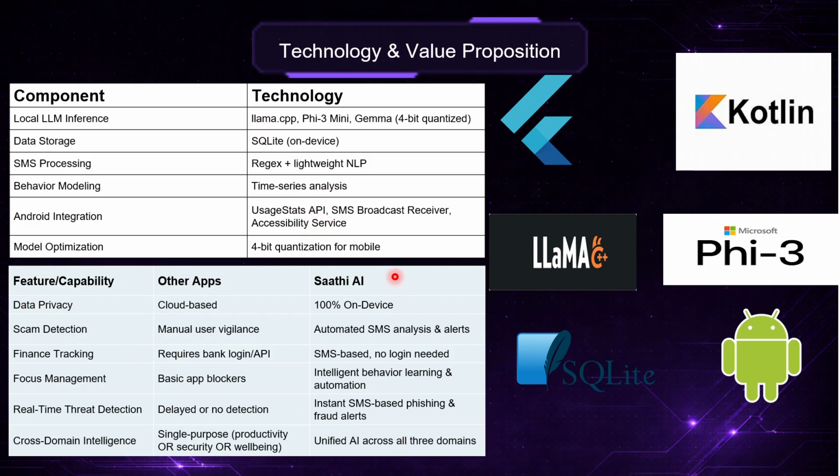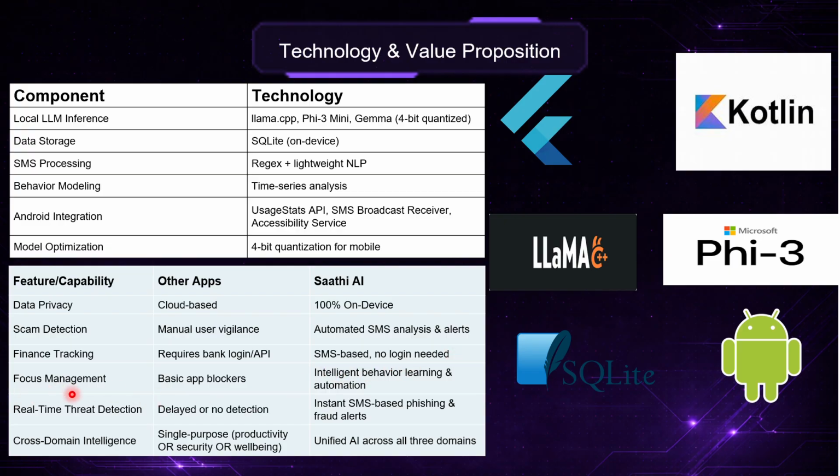Coming to our Saathi AI versus other apps. First is data privacy. All other apps are cloud based, while ours is 100% on device. Second, scam detection: other apps rely on manual user vigilance for scams, but ours will give you automated SMS analysis and alerts. Third is finance tracking. All other apps require bank login or some kind of third party API keys, but ours is SMS based and there is no login needed.